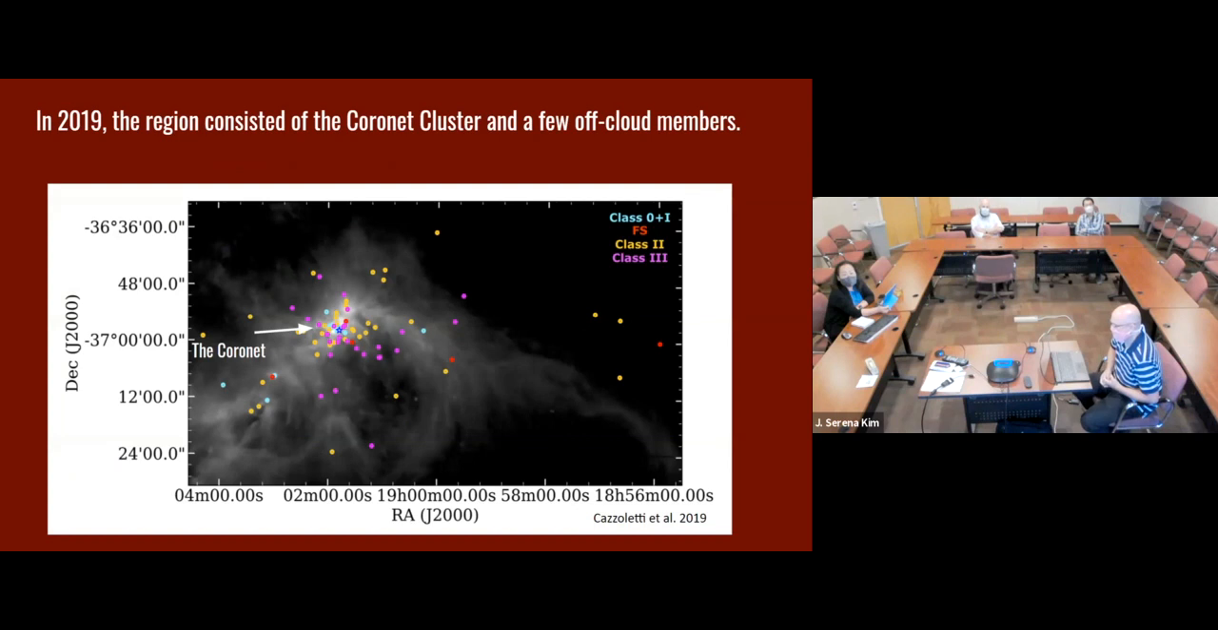So in 2019, the region consisted of the Coronet cluster and a few off-cloud members. This is from a recent paper that was an ALMA study of the region, and I just included this to give you an idea of the density and the distribution. So that's that same cloud that we saw, and that's the Coronet, which is the cluster around the B stars in the center of the region. And then you can see around the edge, there's just a couple of other stars that have been identified that are young and appear to be part of the region.